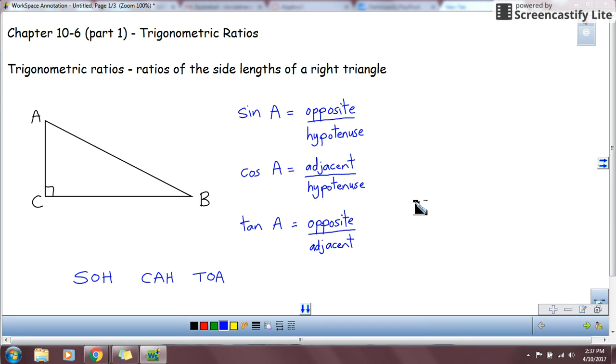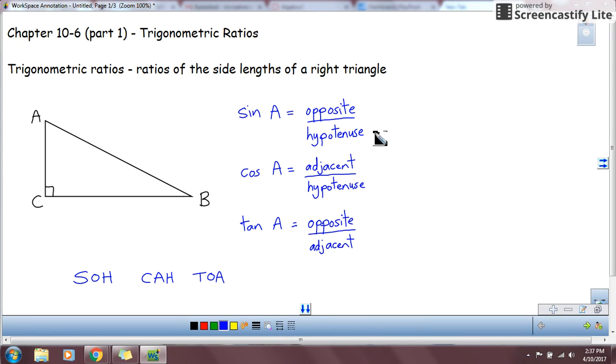You can just call them trig ratios for short. Trig ratios are ratios of the side lengths of a right triangle. So we are just looking at the length of this side, the length of this side, compared to the length of this side.